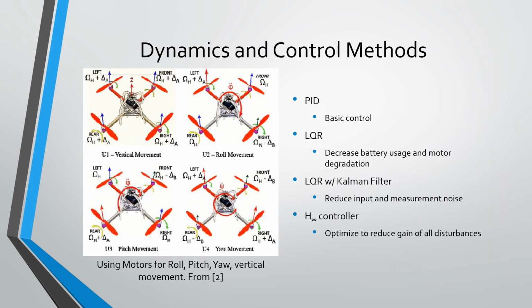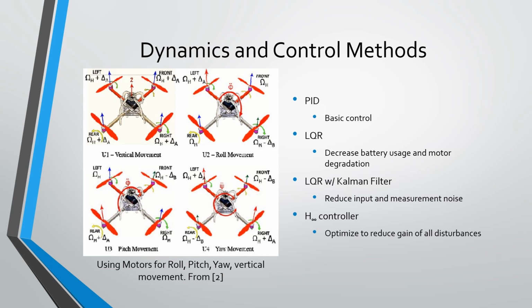Before diving right into control methods, I want to mention some of the dynamics of a quadrotor. Four different motors can be used in four different combinations to create the four essential movements of the vehicle, which are vertical movement, pitch, roll, and yaw. With these four movements, the quadrotor can move in any direction. However, a control system would be necessary to do that with any kind of stability.